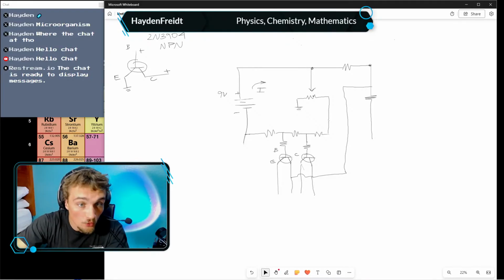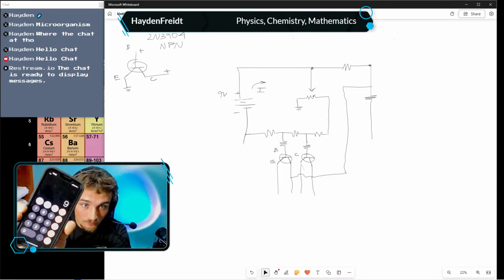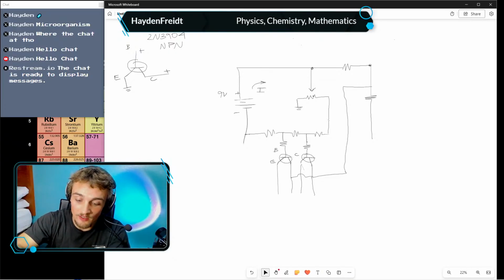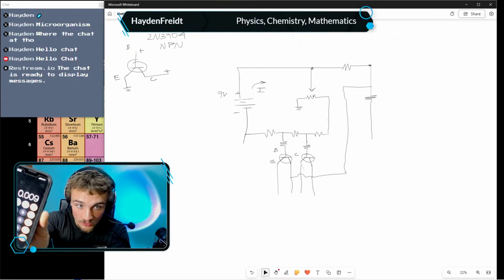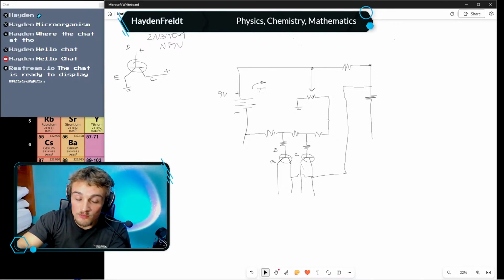Ohm's law, okay? We're going to have 9 volts divided by 1,000 ohms, and this is going to give us our current. 9 divided by 1,000. Okay, so we're going to have a current of 9 milliamps. Yes. So that's fine.